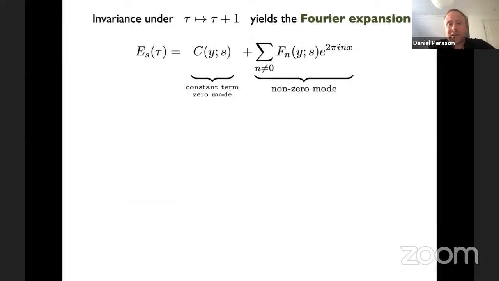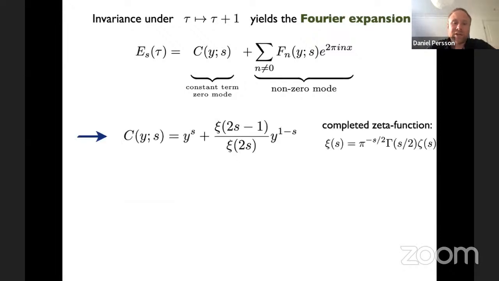Now, as Sunil was asking about the holomorphic property, if this had been a holomorphic modular form, we could have written the Fourier expansion completely in terms of q, so e to the 2 pi i n times x plus i y. That's not possible here, so you expand with respect to the Fourier mode in the real part of tau, but then you have coefficients that depend on the imaginary part of tau, f of y. So that's what we call the non-zero mode, and the constant term is the zero mode in the Fourier expansion.